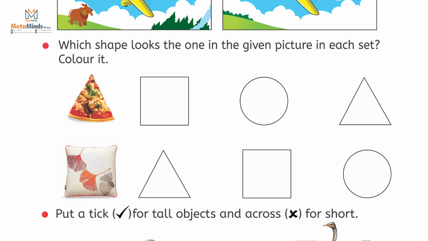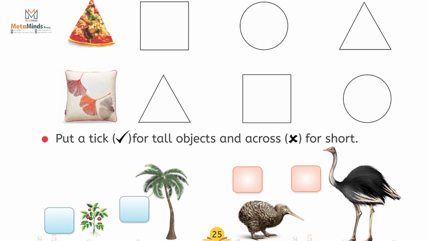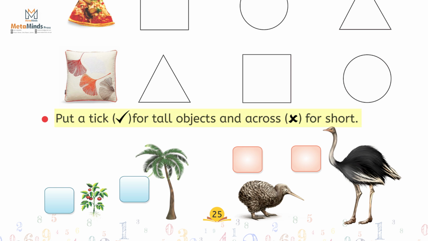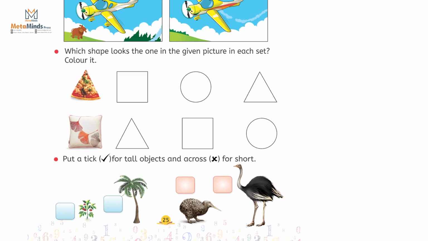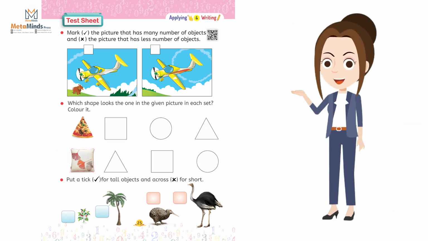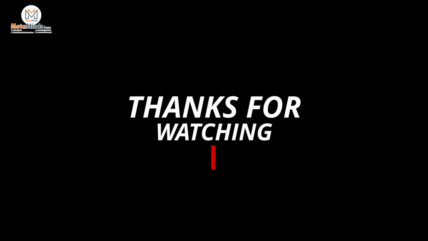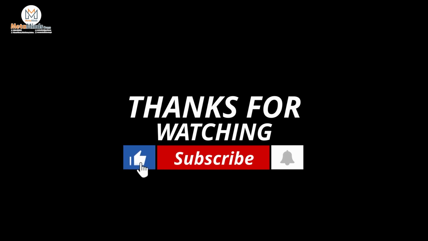You are going to tell me, what is the shape of a pizza slice? Shabash, it's a triangle. And what about cushion? Yes, it's square shaped. The last question says, put a tick for tall objects and cross for short. It is so easy. You just have to identify the tall object and tick it and cross out the short one. My dear kids, our today's lesson is over, and in this lesson we have seen so many shapes, and I hope you are going to practice them.